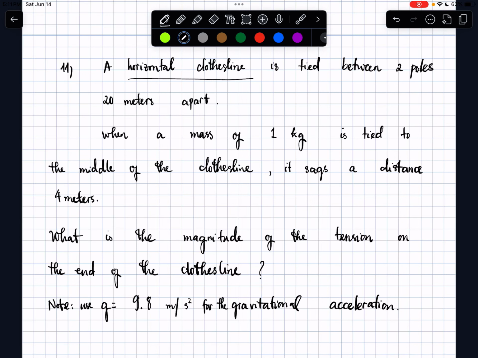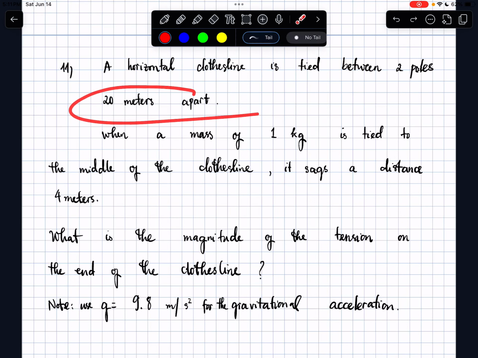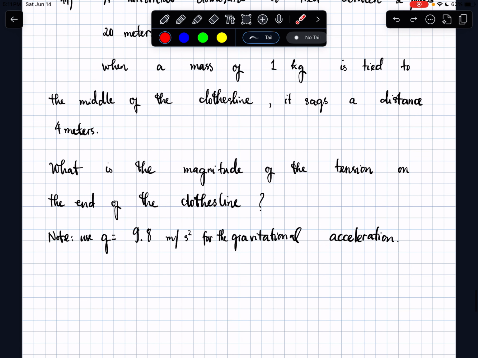A horizontal clothesline is tied between 2 poles 20 meters apart. When a mass of 1 kilogram is tied to the middle of the clothesline, it sags a distance of 4 meters. What is the magnitude of the tension on the end of the clothesline? Use g equal to 9.8 for gravitational acceleration.